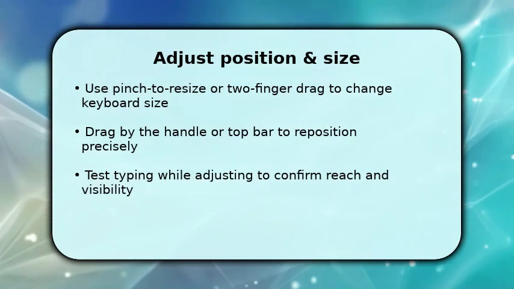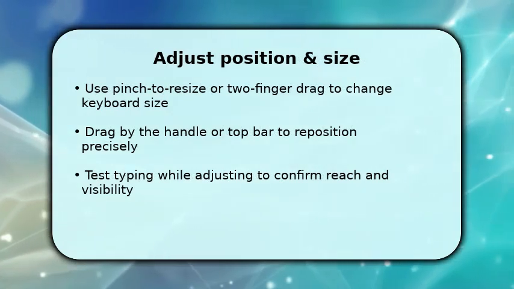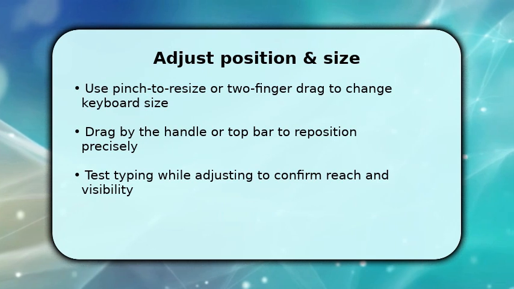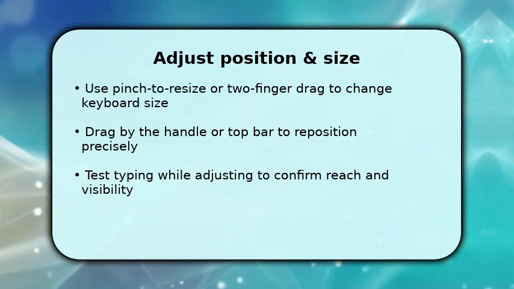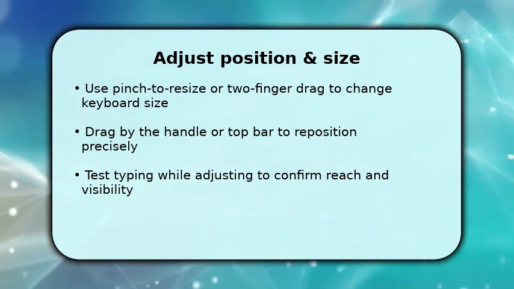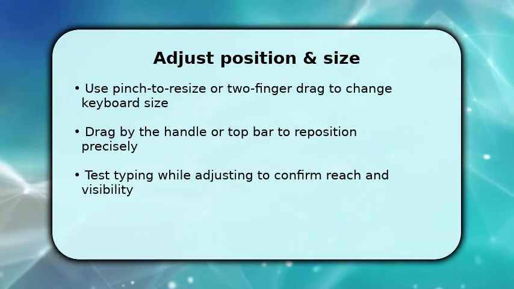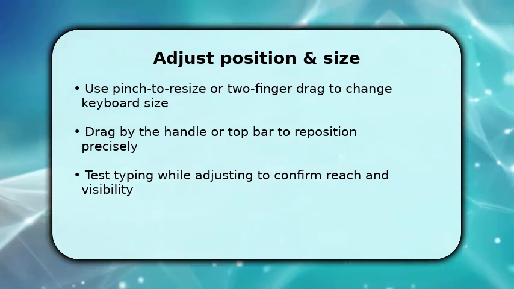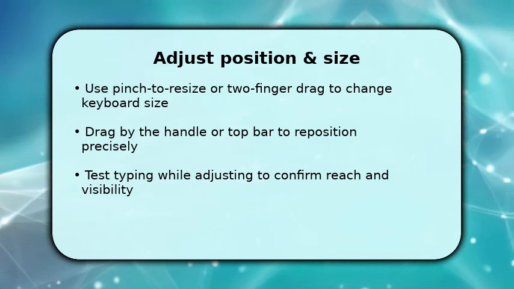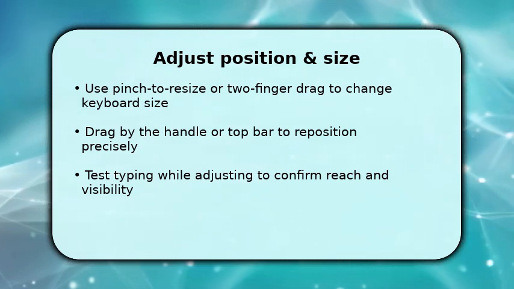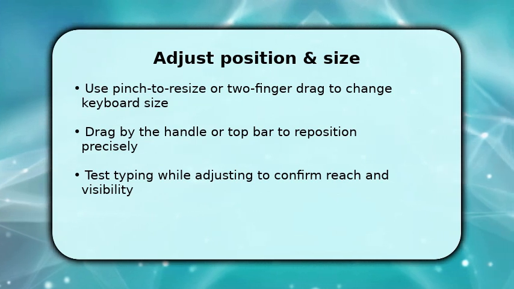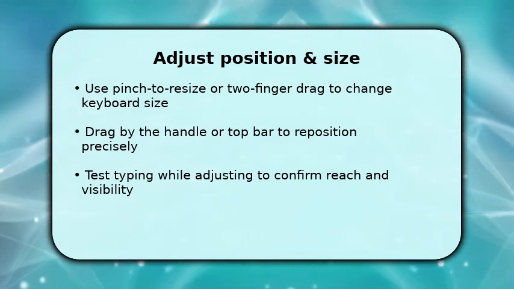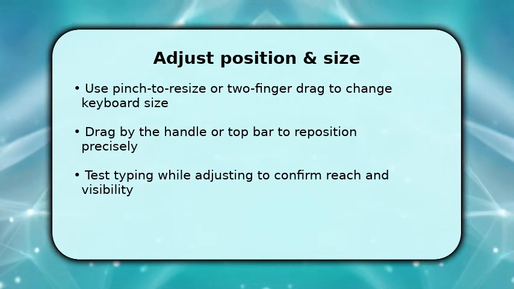Now you'll fine-tune placement and scale. Pinch to shrink or expand the floating keyboard so your thumbs reach every key comfortably. Then drag from the keyboard's grab bar or top edge to move it just above any input field. This prevents occluding text. While repositioning, type a sentence to check that predictive text and shortcuts still appear. If the keyboard snaps back, try a slower, steady drag because some systems detect fast gestures as taps.